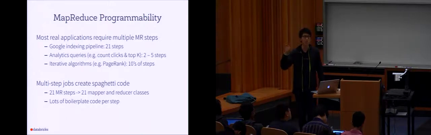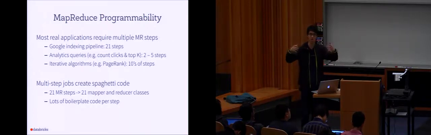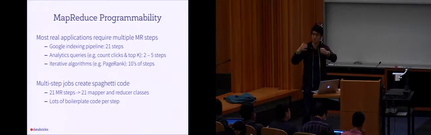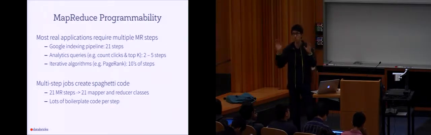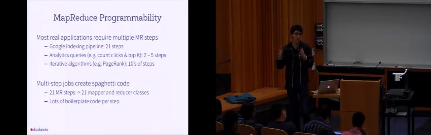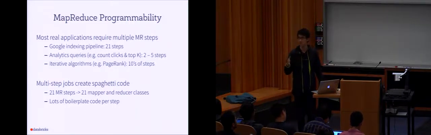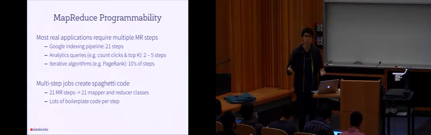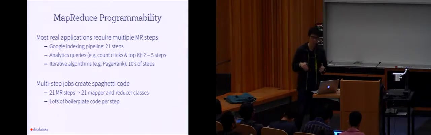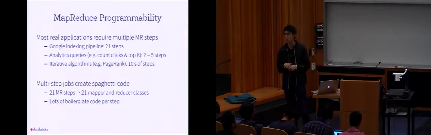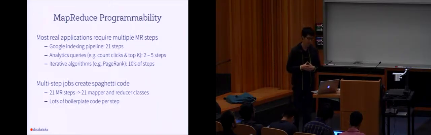So what ends up happening is we usually chain different MapReduces together. For example, a single SQL query like a group by, you're probably breaking down into 2 or 3 MapReduces. Google's indexing pipeline that indexes the web was 21 MapReduce steps. And if you're running iterative machine learning algorithms, they also get compiled down to many, many different MapReduce steps.